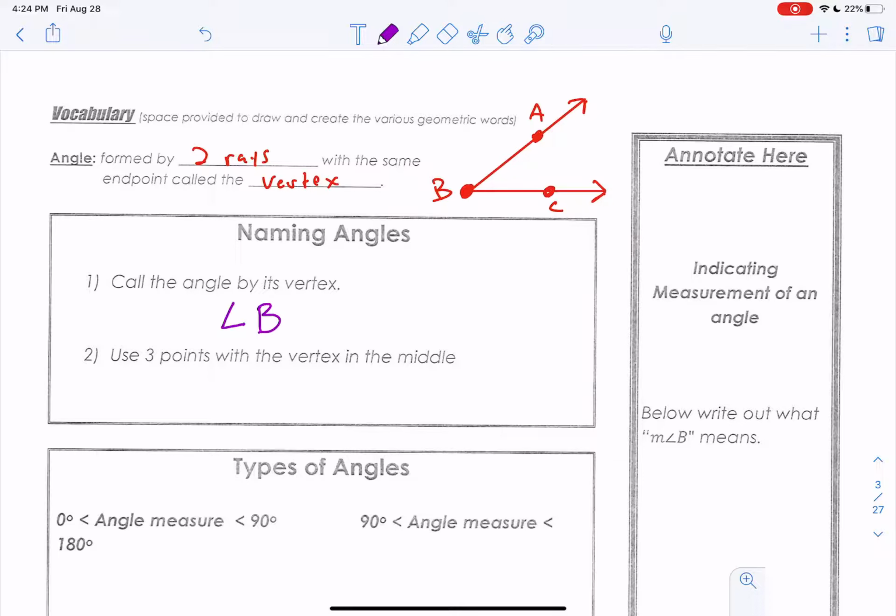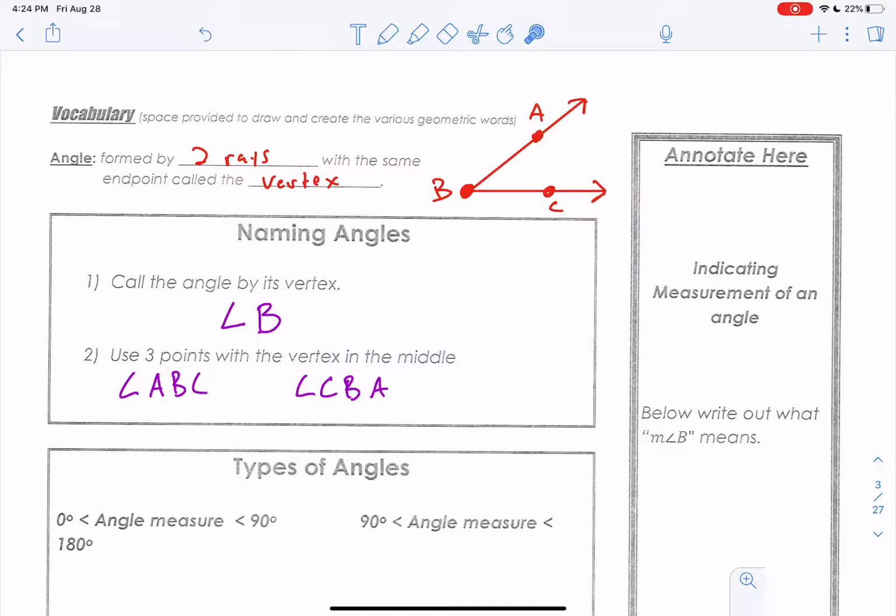Or I can use all three letters. There are really two ways I can do this. I can call it angle ABC, or I can call it angle CBA. You notice how B is the second letter for both of these? Since B is the vertex, it has to be in the middle when I'm naming this.